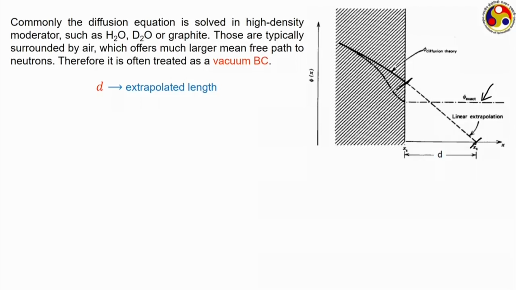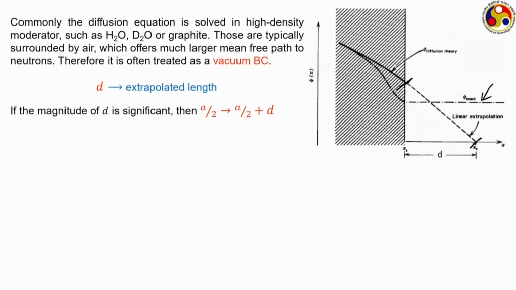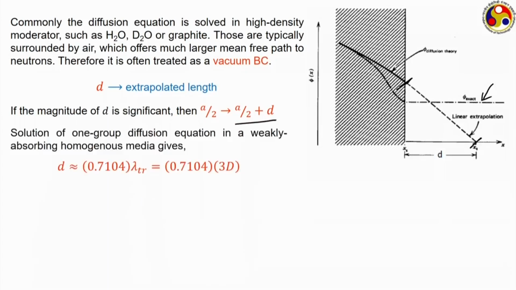vacuum boundary condition. For most practical reactor problems this extrapolated length is negligible, and hence during calculation it can be neglected and the neutron flux can be assumed to approach 0 at the edge of the reactor itself. But if d is not negligible, then in all the previous calculations, like in the previous slide, this a by 2 has to be replaced by a by 2 plus d. And the solution of the one group diffusion equation is beyond this course.